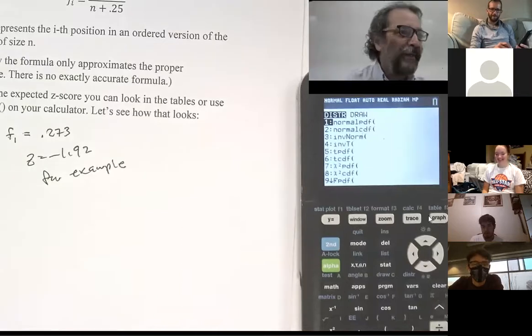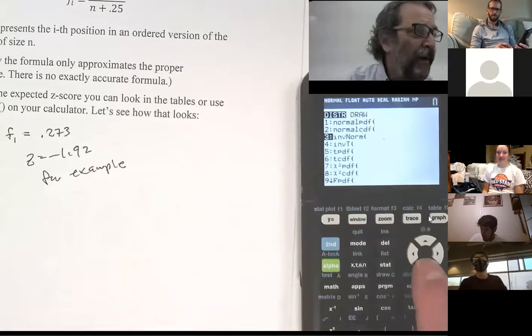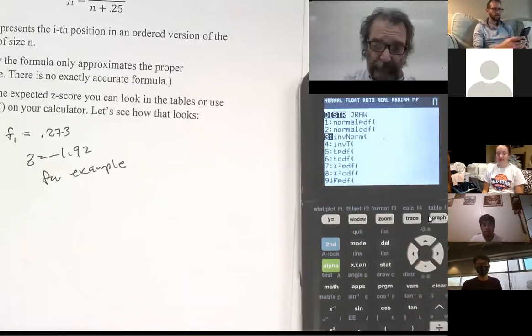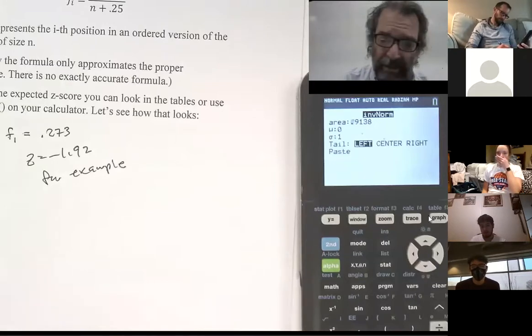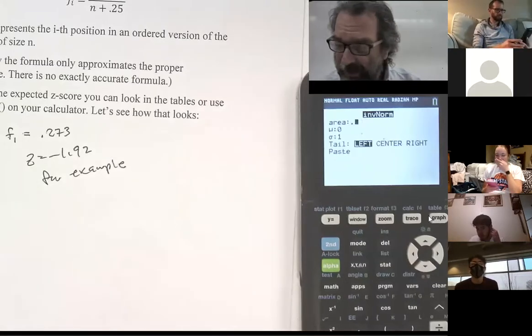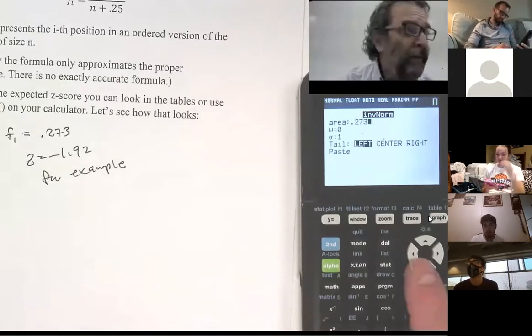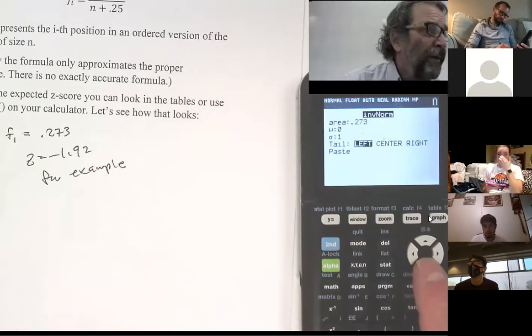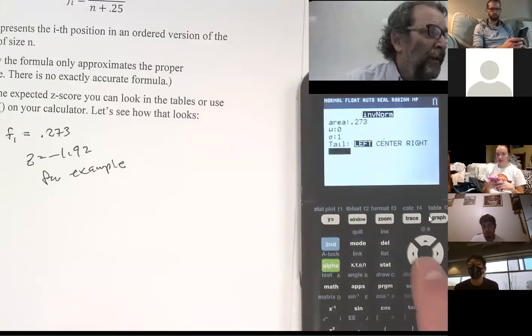Couldn't help myself. Okay, so we're in there, and then we can go down here to inverse normal, number 3. And we hit enter. And then it gives you the percentile. So I'm going to put in the 0.273 we just did. And then we're doing standard normal. So mean is 0, sigma is 1. We're looking at the left tail. Percentile uses the left side of the distribution. And then we hit paste.